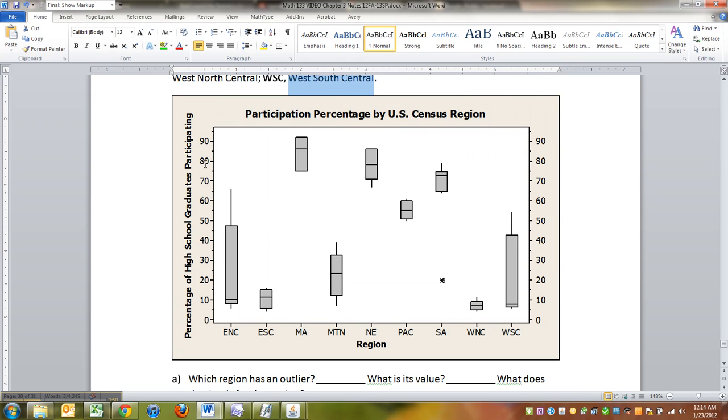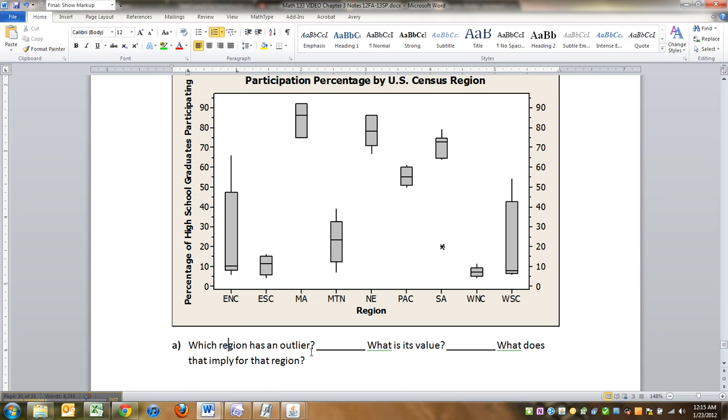And those are all the regions, and they have different numbers of states in them, right? So there's 1, 2, 3, 4, 6, 7, 8, 9 regions. There's 50 states, so you figure it's roughly 5 to 6 states per region. You know, just guessing. Okay, so which region has an outlier?